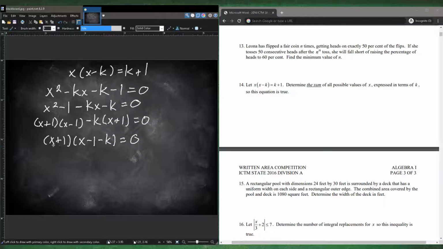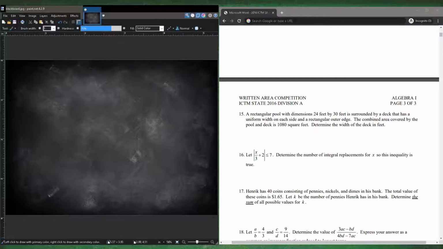So for this equation to equal 0, x plus 1 has to equal 0. That means x has to be equal to negative 1. Or x minus 1 minus k is equal to 0, so that gives us that x is equal to k plus 1. So those are our two possible values, negative 1 and k plus 1. Adding those together, because we need the sum of all possible values of x, that's k plus 1 minus 1. The 1s cancel out, so there's only k left. And that's your answer for number 14.